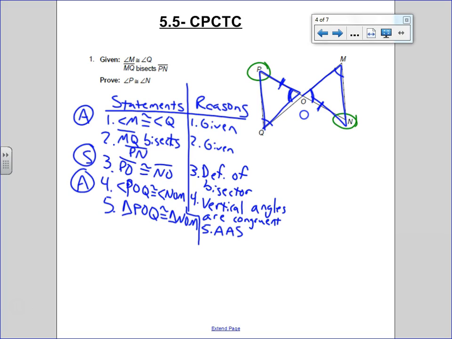So now that I've proven the triangles are congruent, I know any of the corresponding sides, whether it be PQ and NM, or whether it's angle P and angle N. And I just want to prove that angle P and angle N are congruent. So I can state that now. Angle P is congruent to angle N because corresponding parts of congruent triangles are congruent.